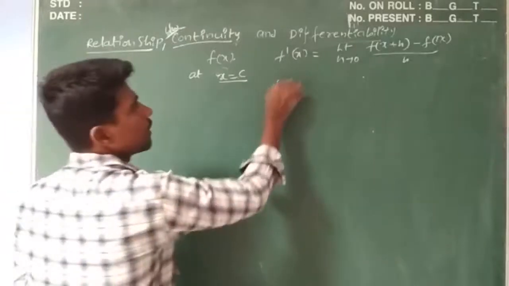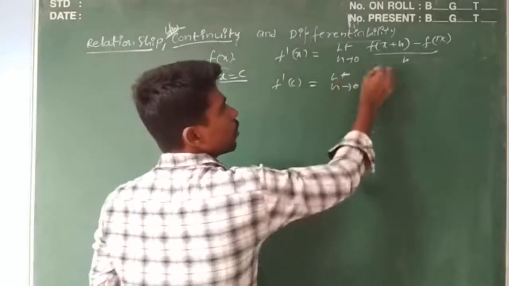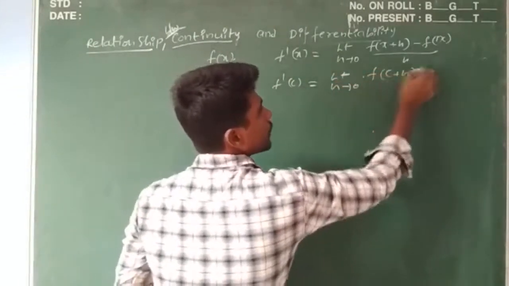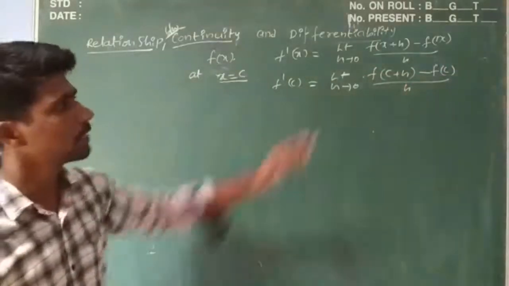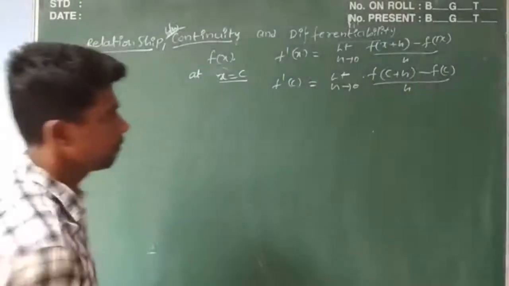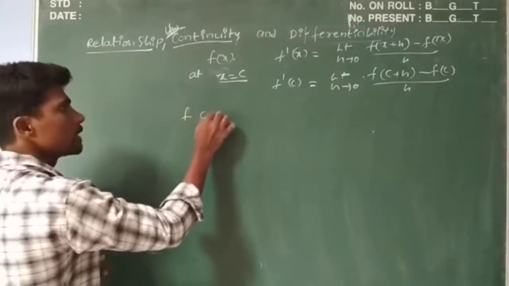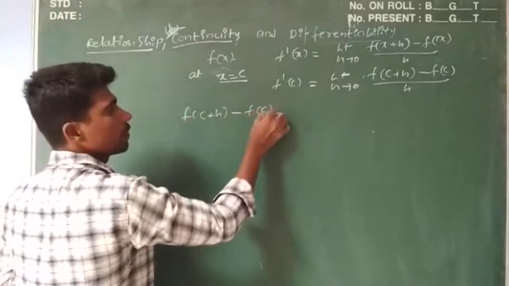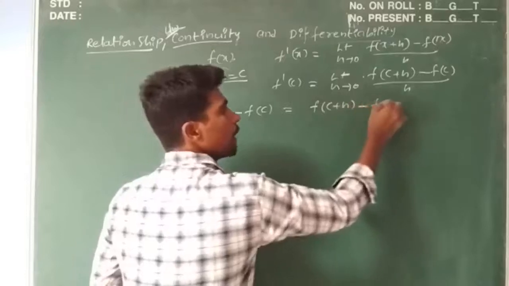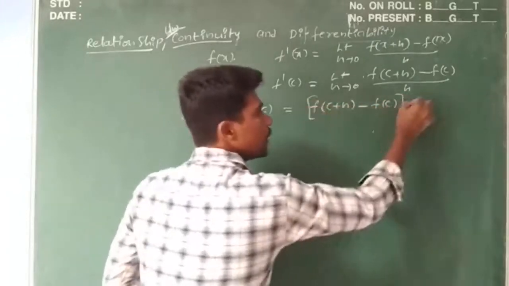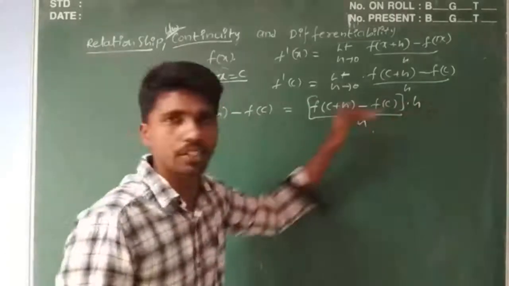Then what we get, f dash of c is equal to limit h tending to 0 of f of c plus h minus f of c by h. Now I take only this particular portion, f of c plus h minus f of c, which can be rewritten as f of c plus h minus f of c by h, into h. I just modified the given one as into h by h like this.